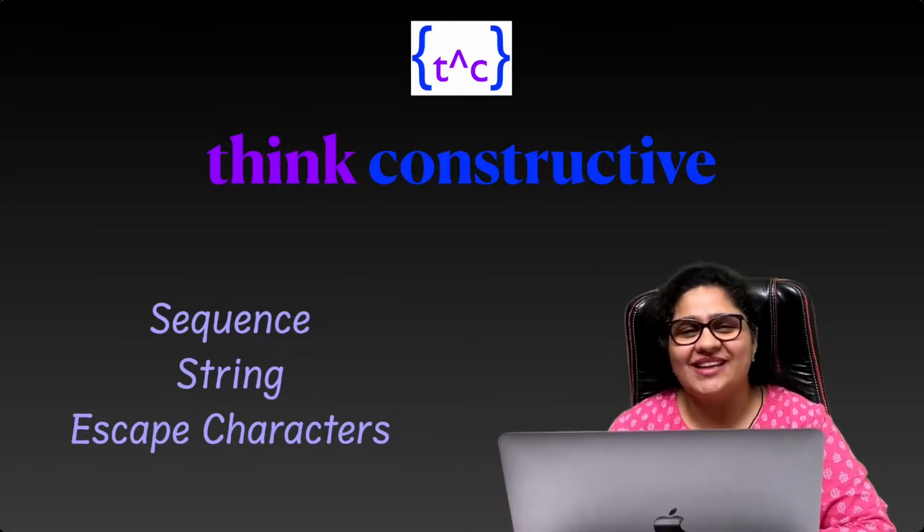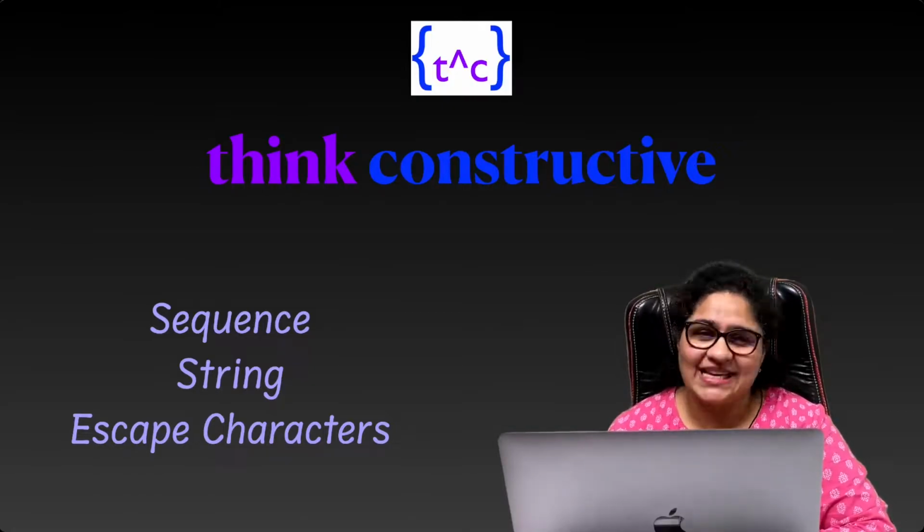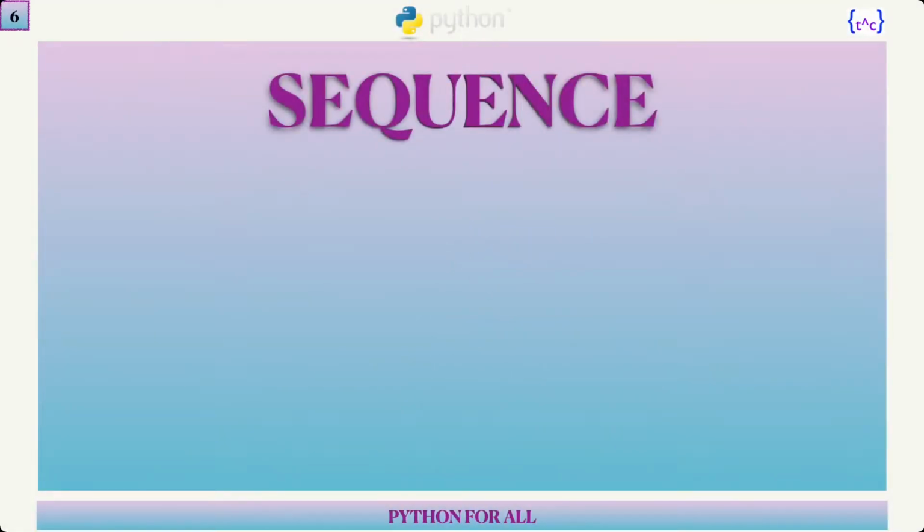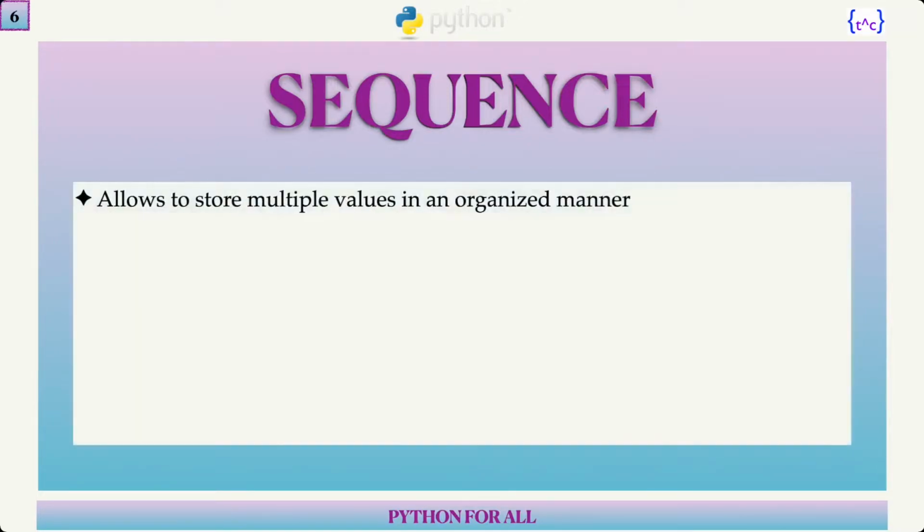Alright, so let us start with the discussion for sequence. What do we understand from the name sequence itself? Something which is done sequentially or organized sequentially will fall under this category. This is another category of Python data type, sequence. Some values or multiple values which are organized properly will fall into this category, which we call sequence. So that means it allows us to store multiple values in an organized manner.